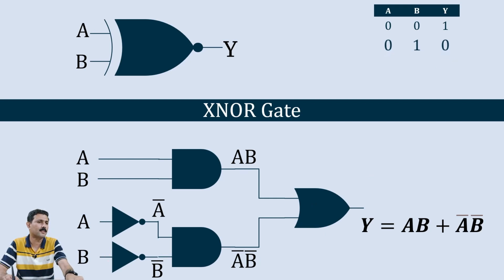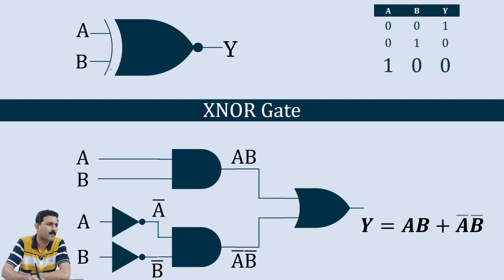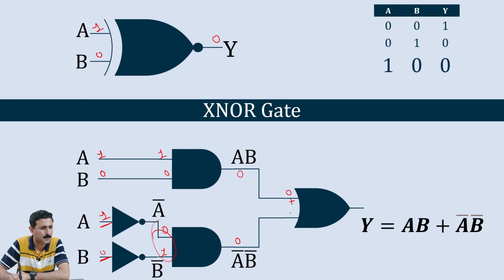For the next combination, if we see A is 1, B is 0. So let's say A is 1, B is 0 and the output would be 0 again. Here A is 1, B is 0, A is 1, B is 0. So 1 into 0, 0 will be in output. Here it is 1, so we'll get 0 in output, and here it is 0, so we'll get 1 in output. So 1 into 0 will get 0 in output. So finally 0 plus 0 will get 0 in output, and that is why we are getting here 0.